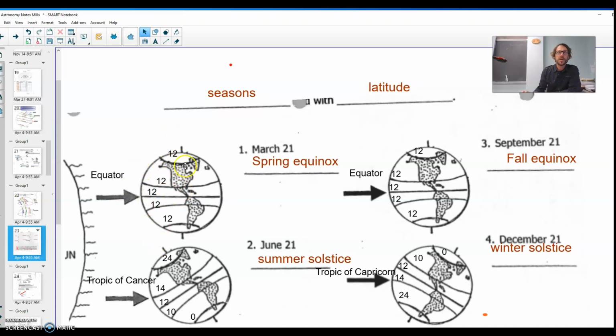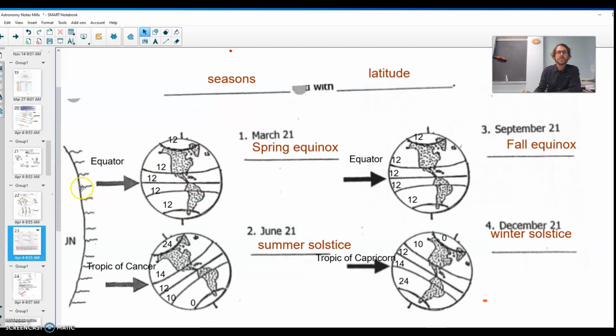So the latitudes we're talking about here are the Arctic Circle, the Tropic of Cancer, the equator, the Tropic of Capricorn, and the Antarctic Circle. So you can see here, March 21st, our spring equinox, the sun's vertical ray is hitting at the equator. And the duration of sunlight at all of these locations is 12 hours. So you should write this right in your notes, 12, 12, 12, 12, 12. This is also true of the fall equinox, September 21st. So you can see the sun's vertical ray is hitting the equator. We have 12, 12, 12, 12, 12, 12.